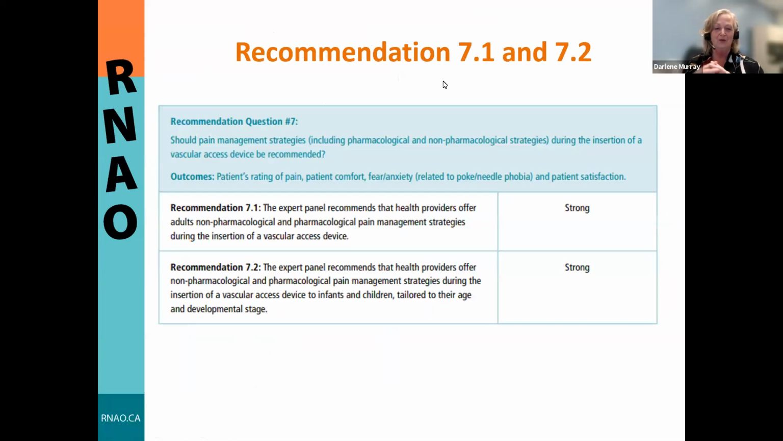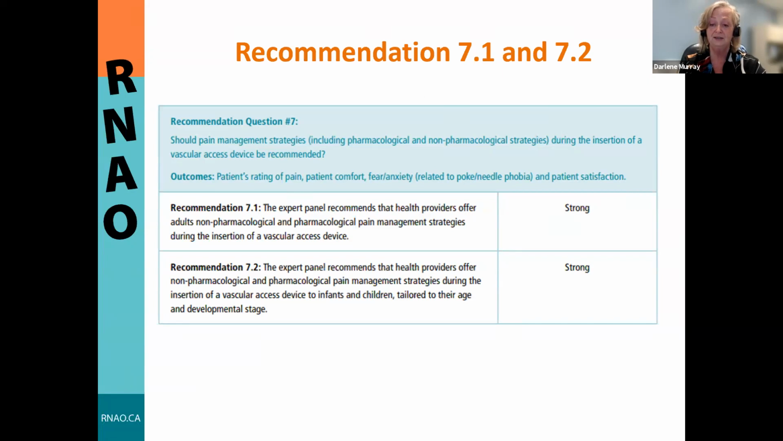See, we're heading down the home stretch here with our recommendations. Now we're on to recommendation 7.1 and 7.2, which speak to pain management during the insertion of a vascular access device. Recommendation 7.1 reads, the expert panel recommends that health providers offer adults non-pharmacological and pharmacological pain management strategies during the insertion of a vascular access device.